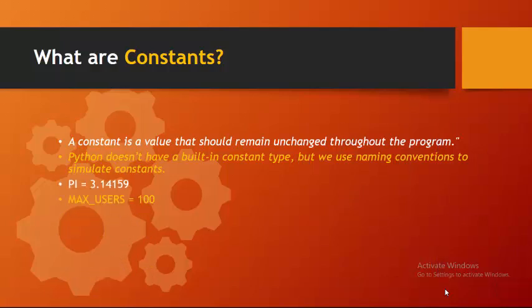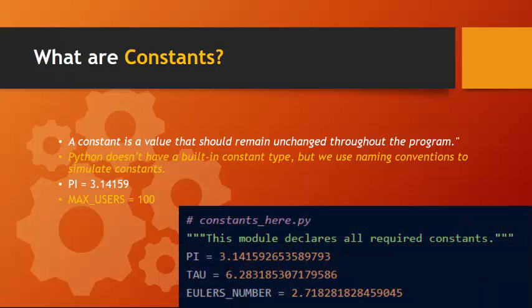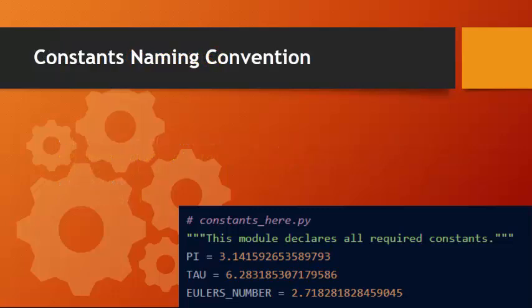Now let's talk about constants. Unlike variables, constants are variables that are not meant to change once they are set. Python does not have a built-in constant type, but we can simulate constants using naming conventions. In Python, constants are typically written in all uppercase letters to indicate that they should not be modified.